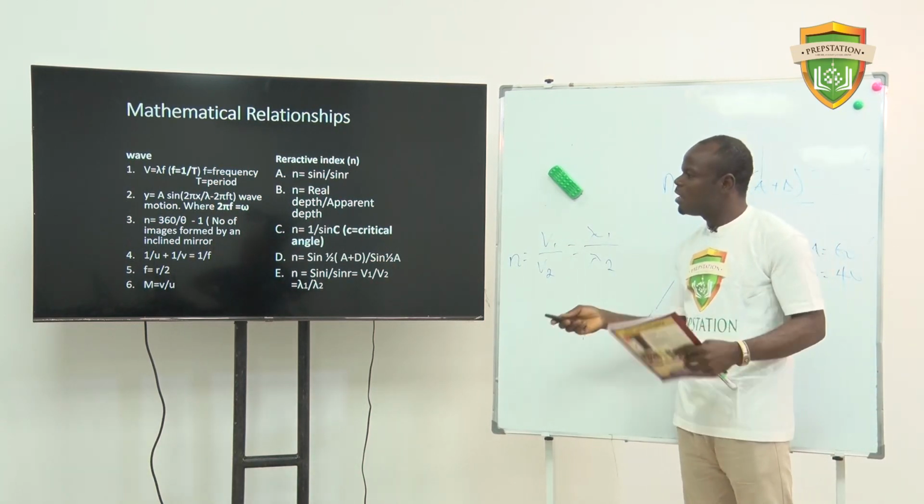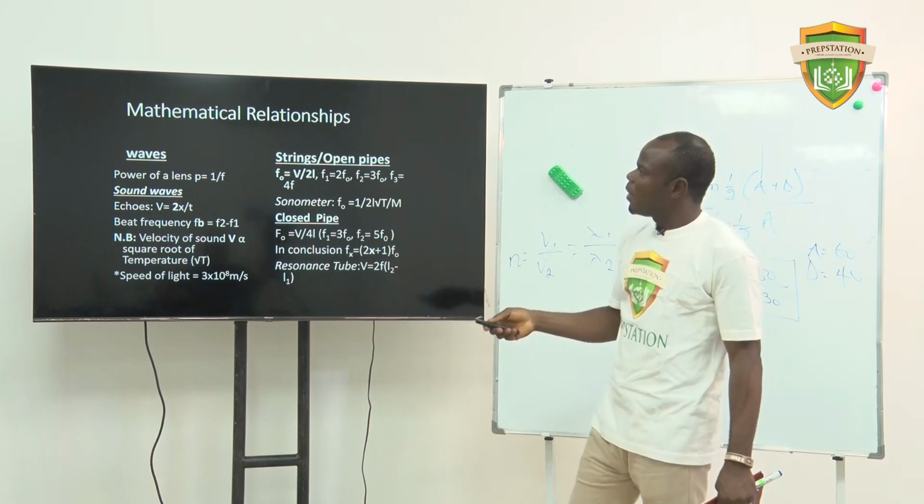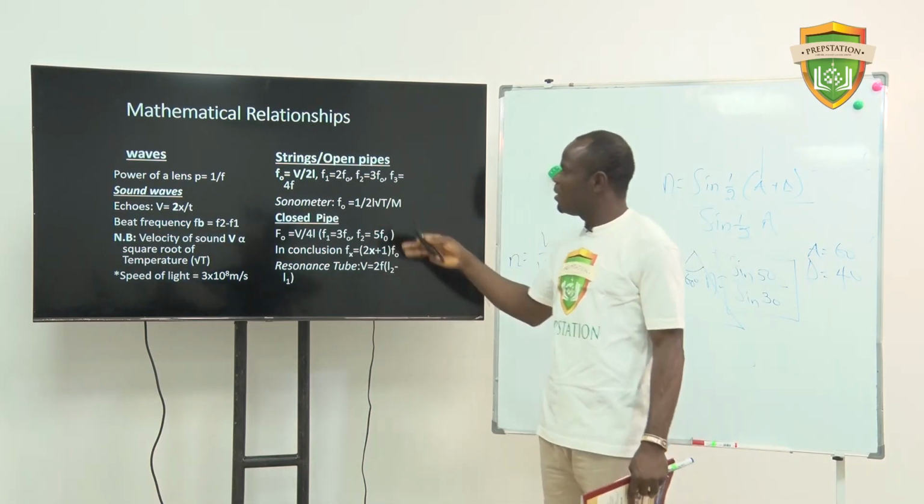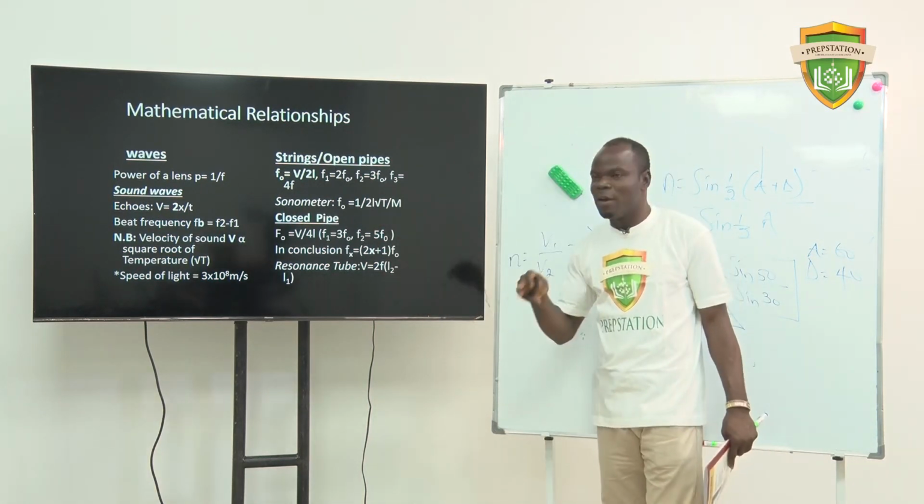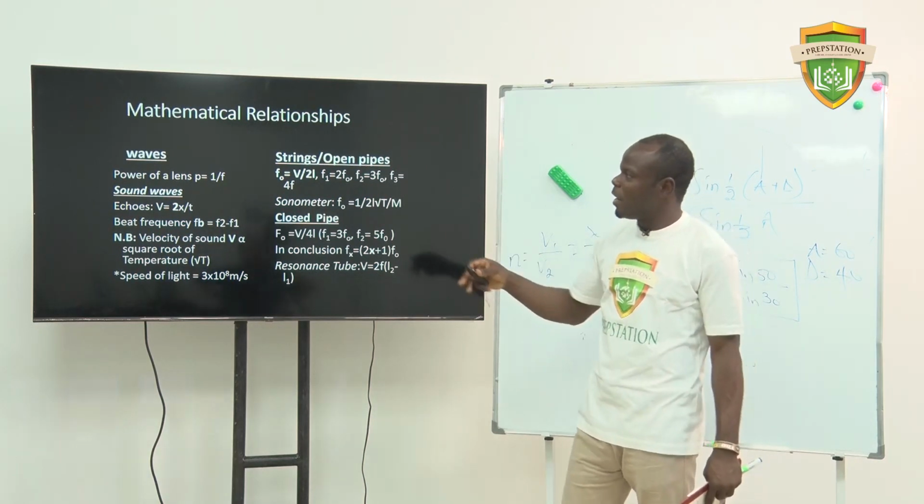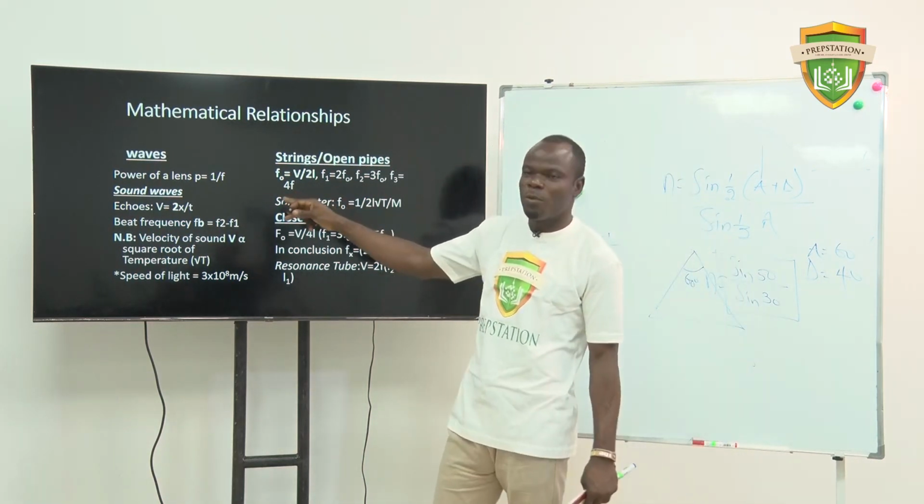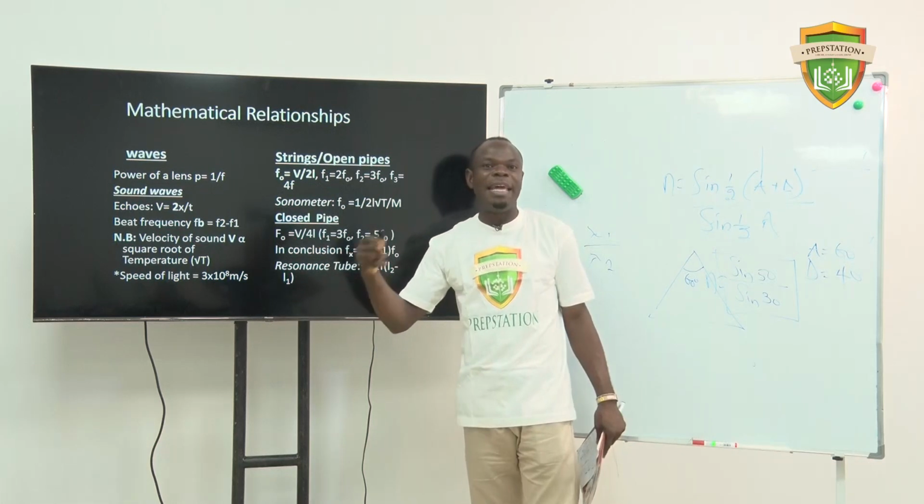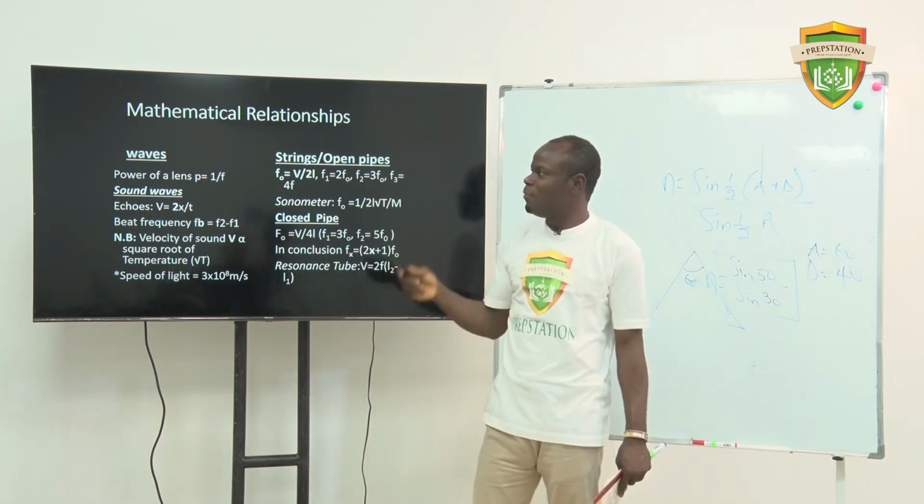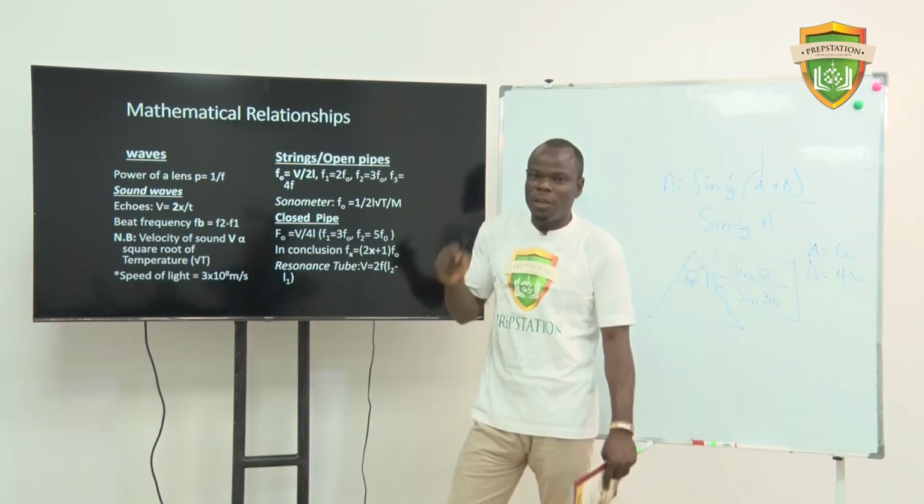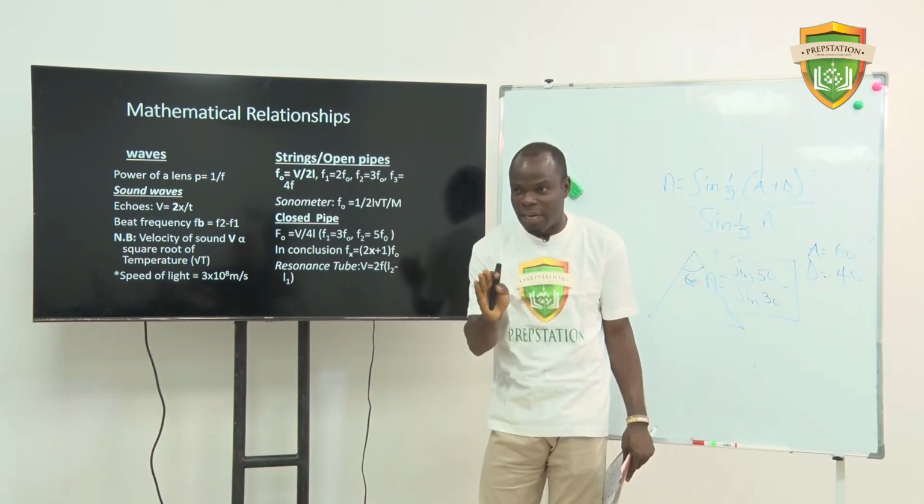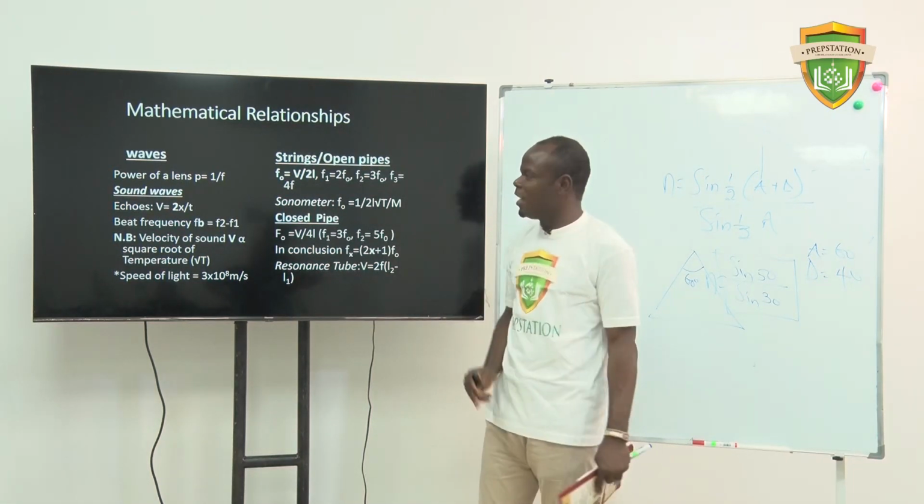So next is the other formulas that are involved when you are dealing with waves. If you want to get the power of a lens, all you need to do is to find the inverse of the focal length. If you are given the focal length as 3 cm, for example, and I need the power of the lens, I will just do 1 over 3.